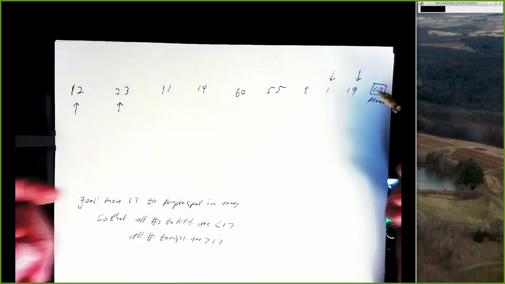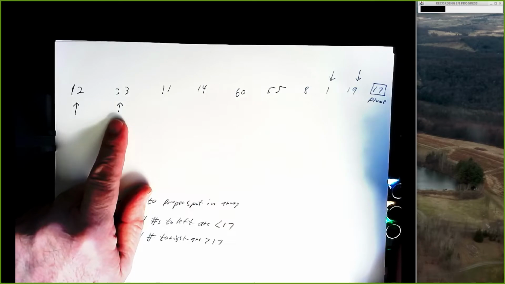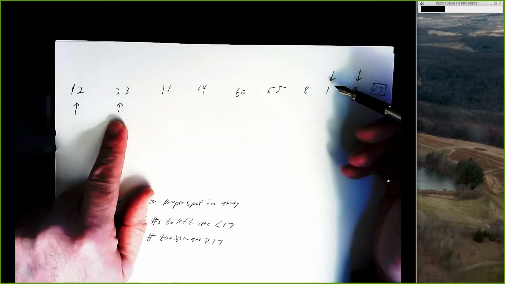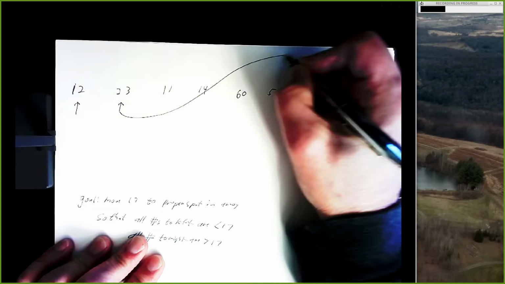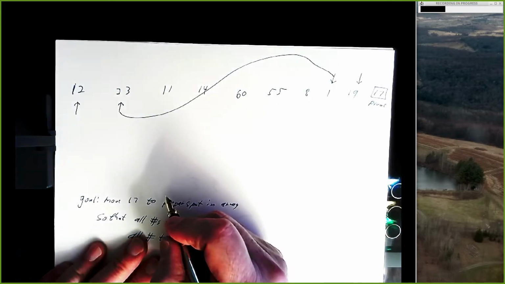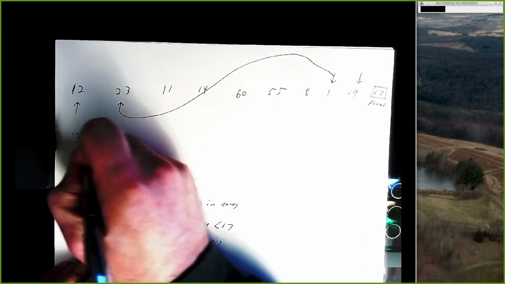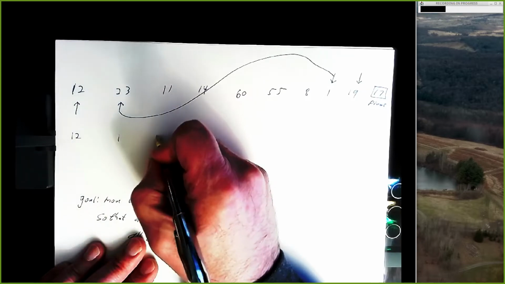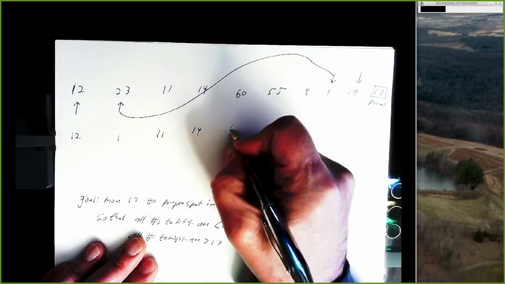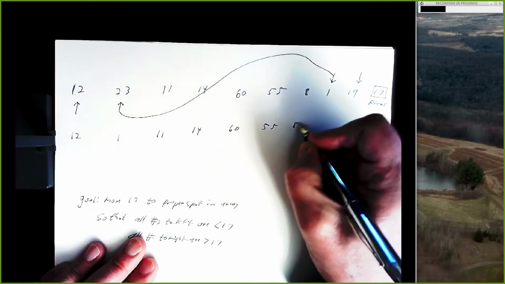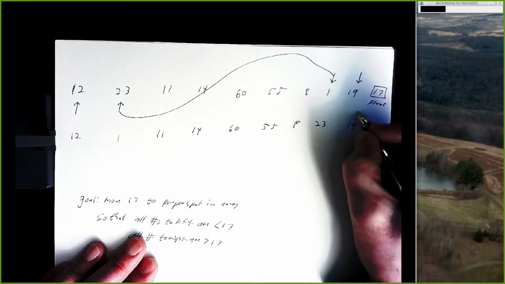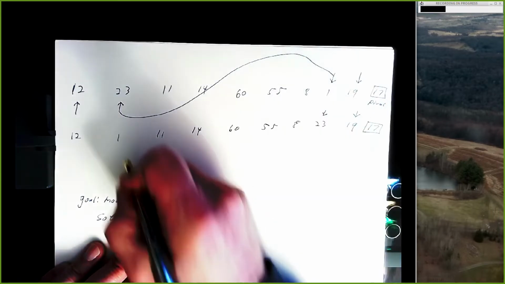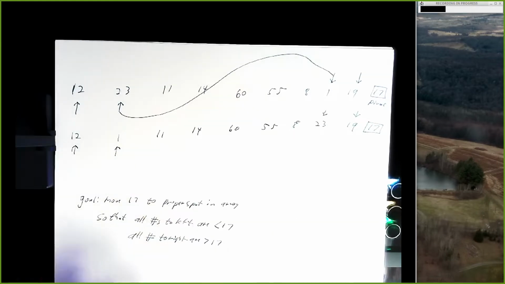Okay, as soon as you've done this, you've moved from the left, stopped when you found a number too big, moved from the right, stopped when you found a number too small. Now we're going to swap those two numbers with each other. This gives us a new array of numbers: 12, 1, 11, 14, 60, 55, 8. There's our 23, 19, and 17. 17 is still the pivot. We keep our indices intact for how we were looking at data.